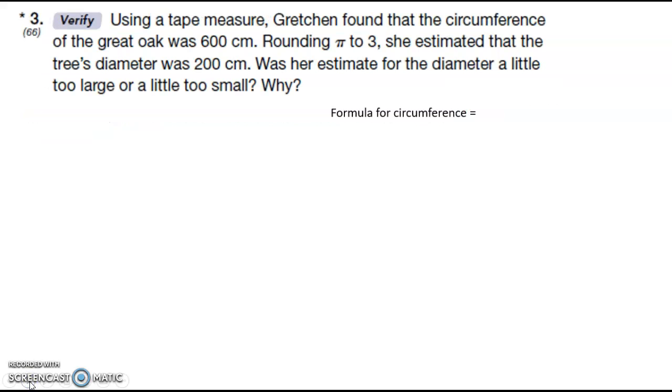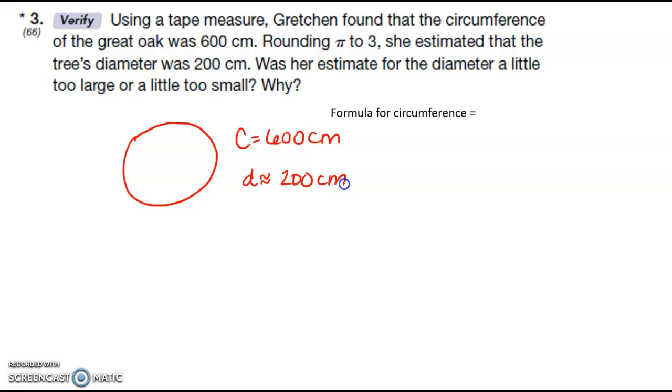Here we go. Using a tape measure, Gretchen found the circumference of a great oak was 600 centimeters. So this is circumference equal to 600 centimeters. Rounding pi to 3, she estimated the diameter was, and I'm making it squiggly because it's an estimation, 200 centimeters. Was her estimate for the diameter a little too large or a little too small?